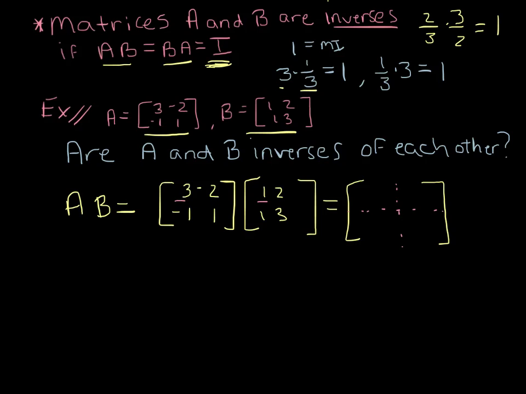3 times 1 plus -2 times 1 is 1. 3 times 2 plus -2 times 3 is 6 minus 6, which is 0. -1 times 1 plus 1 times 1 is 0. And -1 times 2 plus 1 times 3 is 1. So it worked in that direction. We do have to check both directions.